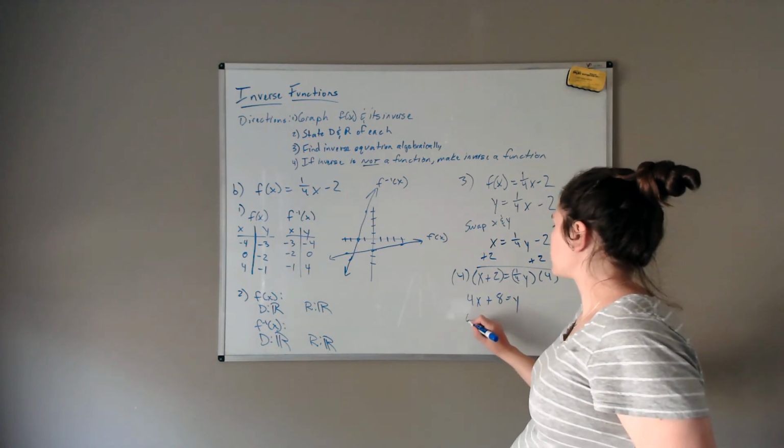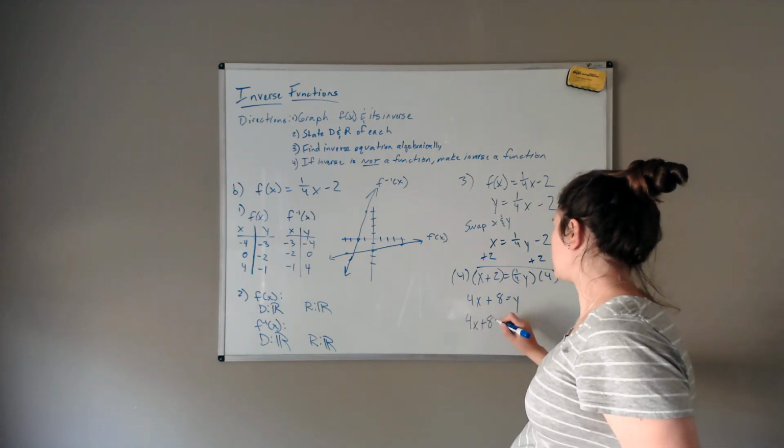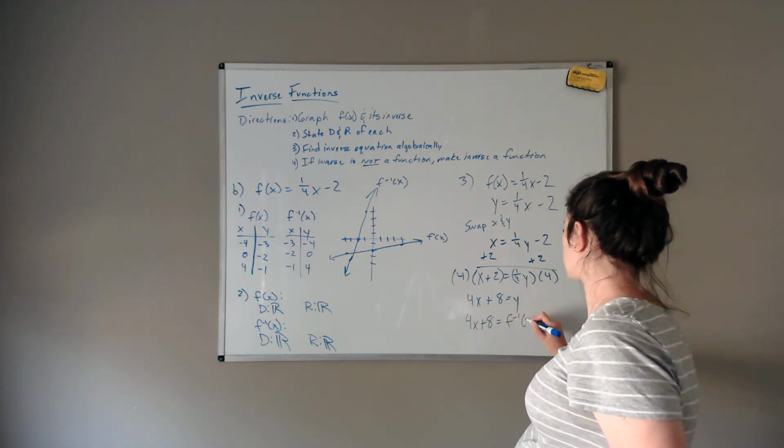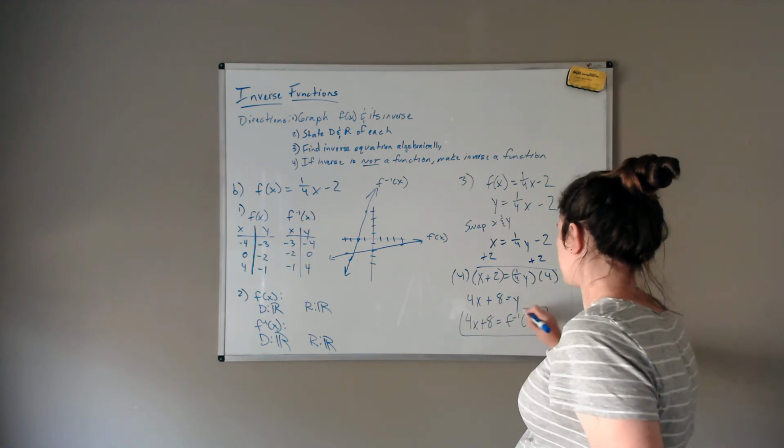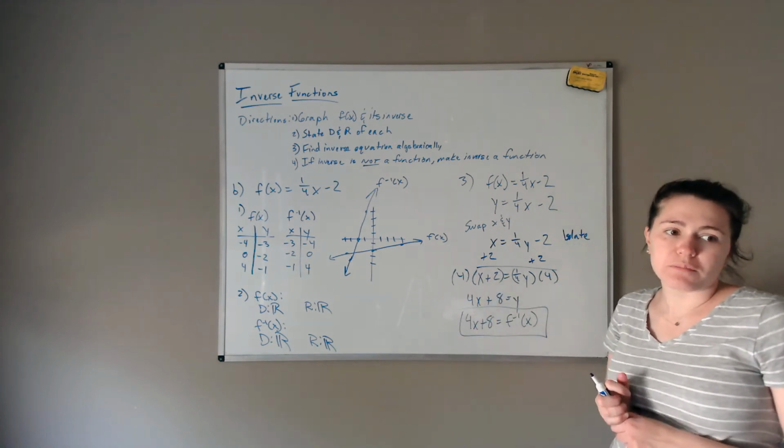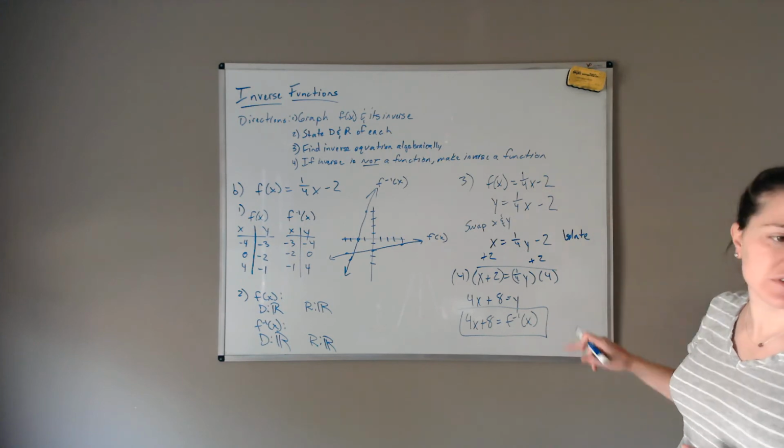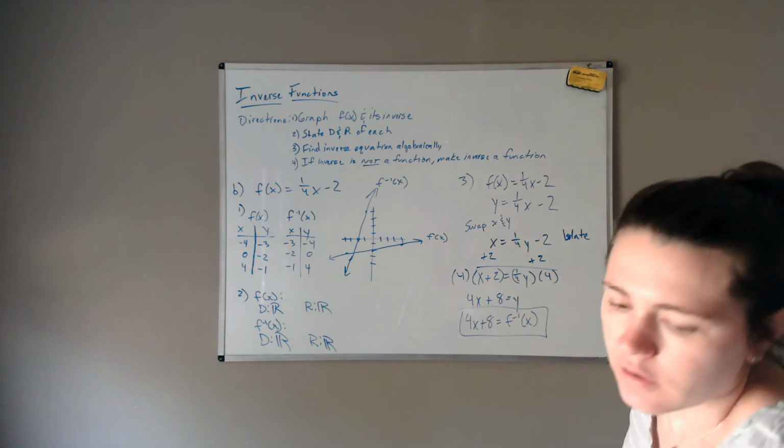Because we know that this is a function, we use the inverse function notation. And we don't have to worry about number 4 because we know that this is a function.